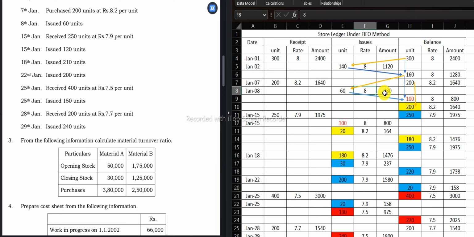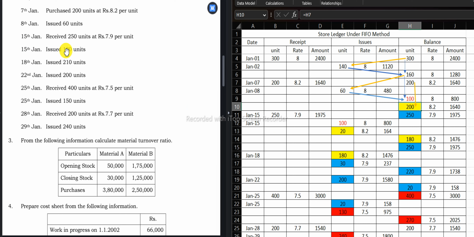The amount is 480. So what is the balance now? 160 minus 60, we are going to have a balance of 100 units. And what is the rate here? 8 rupees. The total balance is 800. Next one, we should take the 200 balance as it is because nothing changes here. So we should carry as it is.